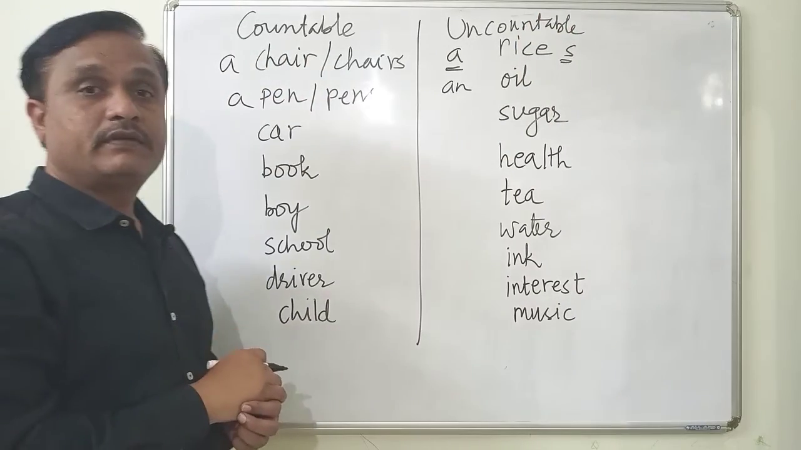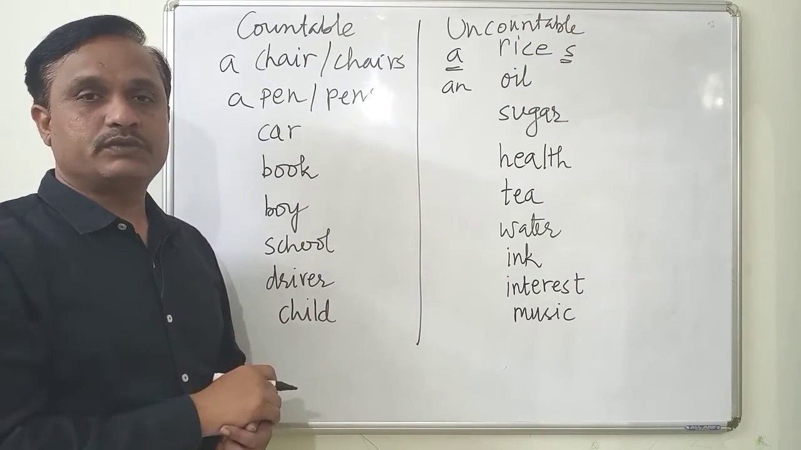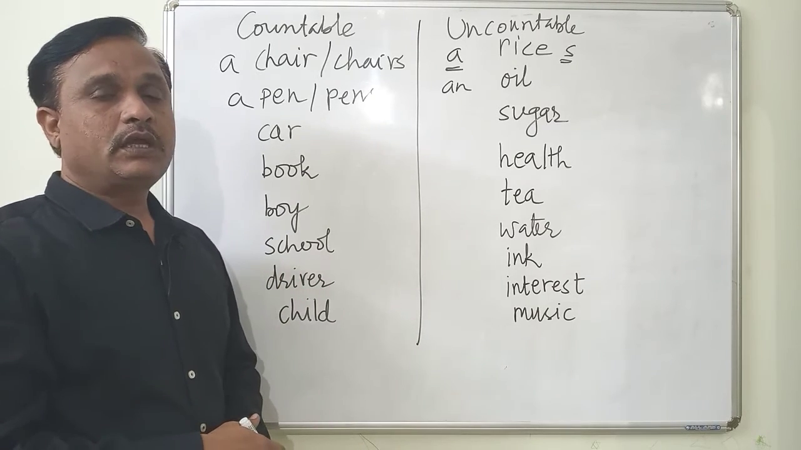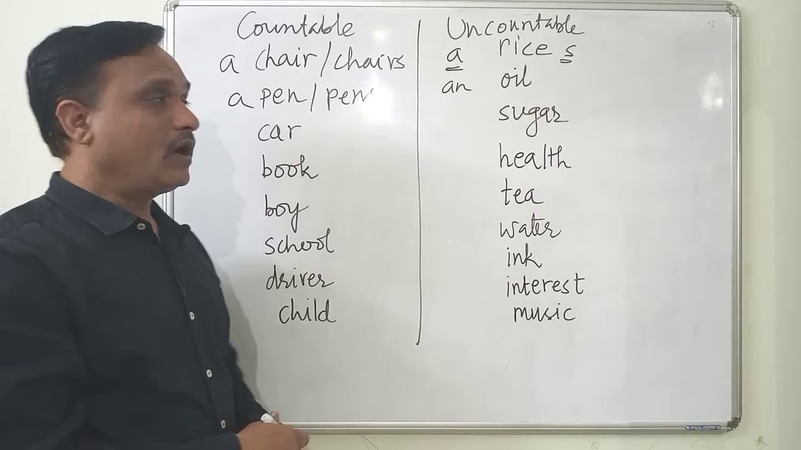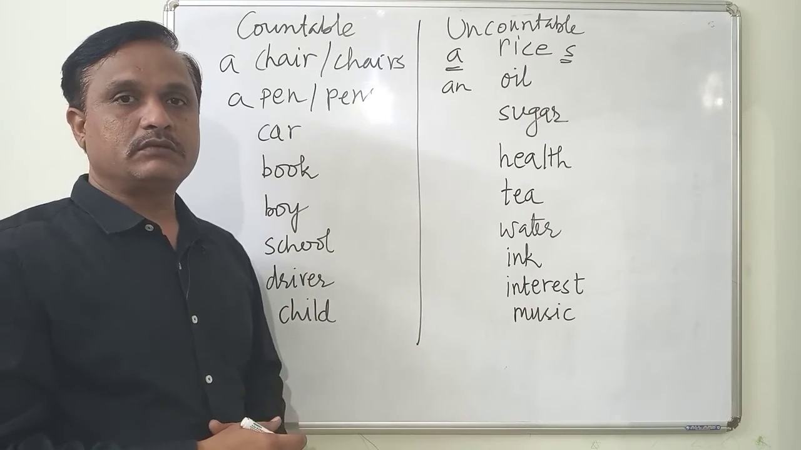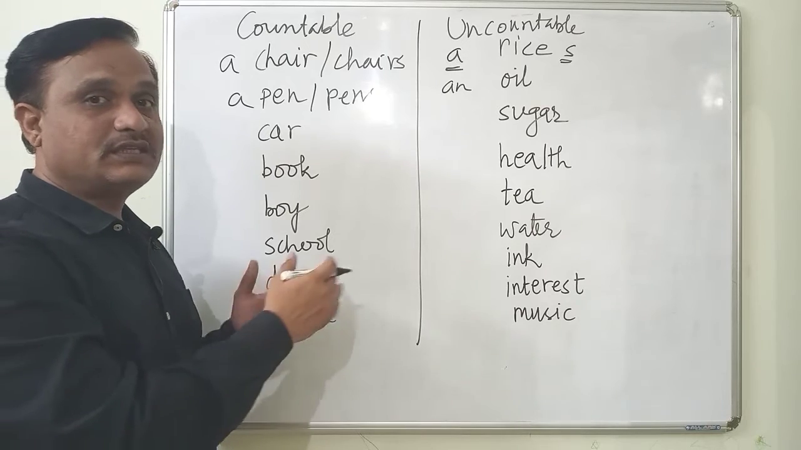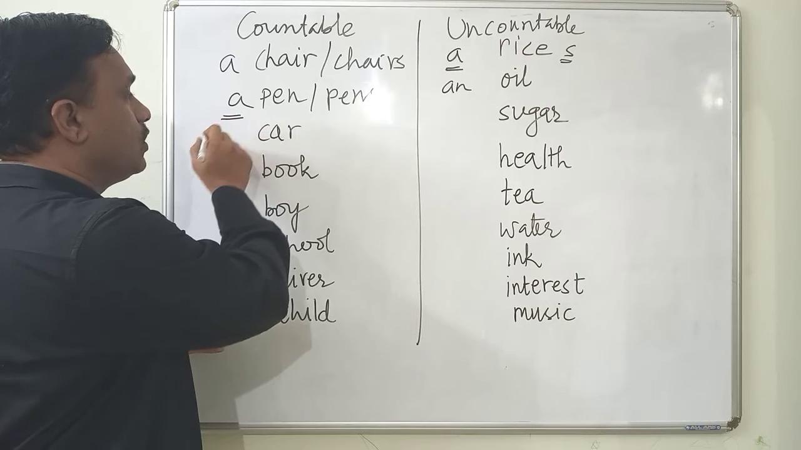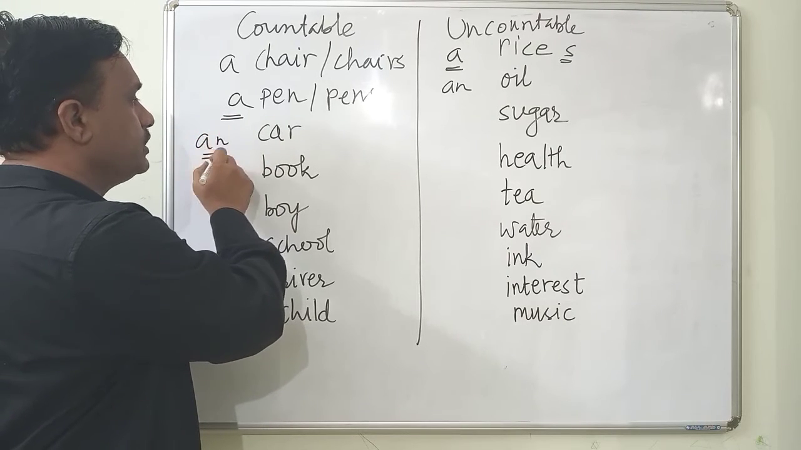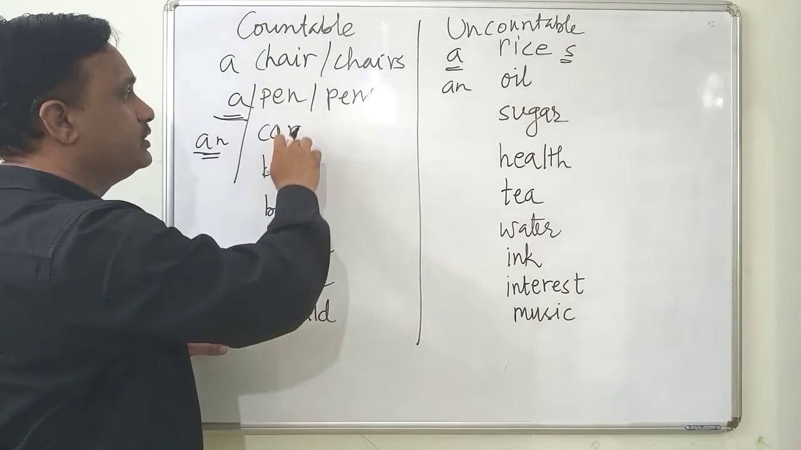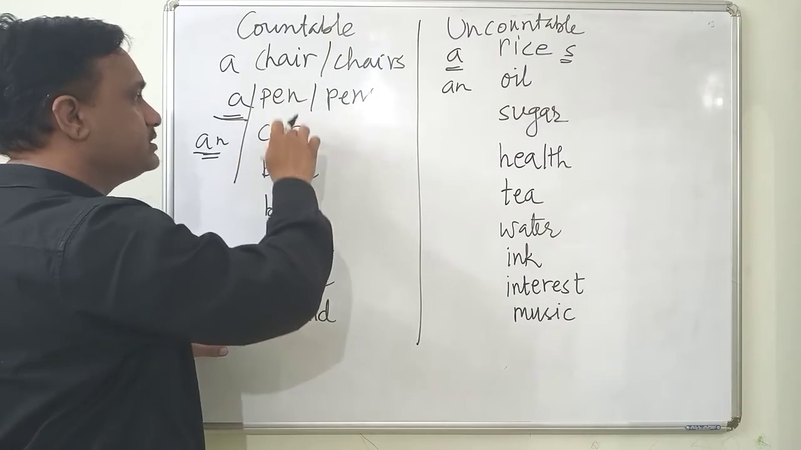So we have two types of nouns: countable nouns and uncountable nouns. Now it's important to know why we try to know about countable and uncountable. When we know this noun is countable and singular, we must take a or an. I told you, we must take a or an when we know the noun is countable and singular.